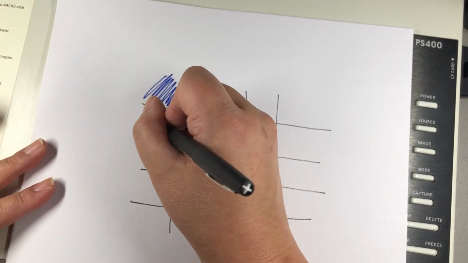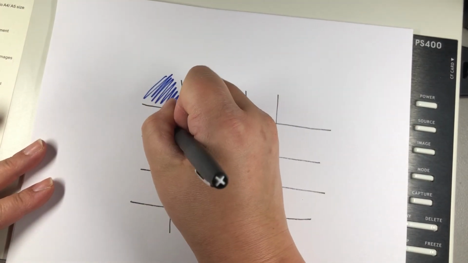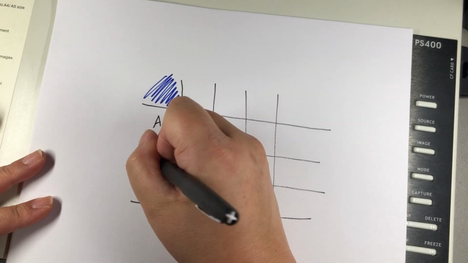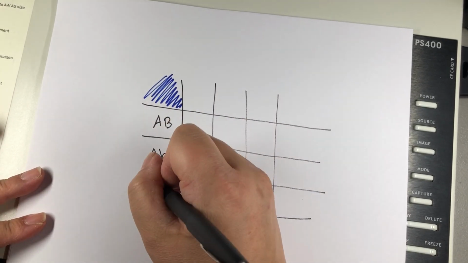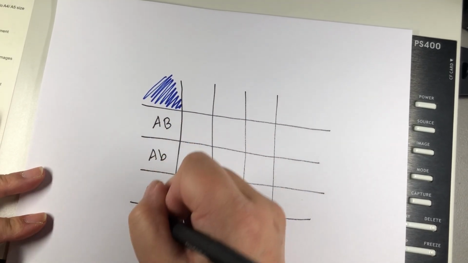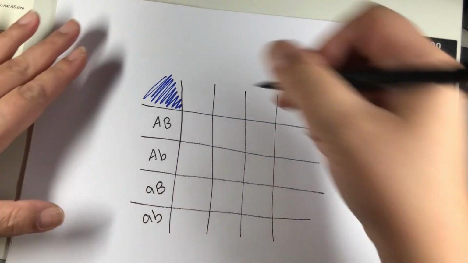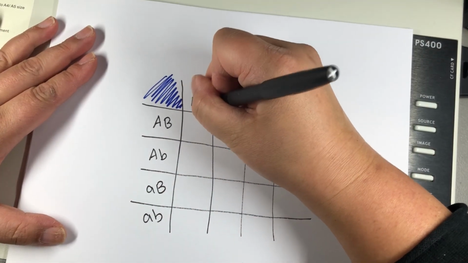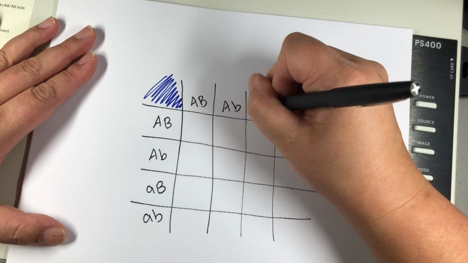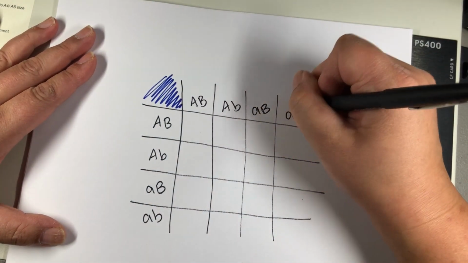So whatever. We have big A, big B. We have big A, little b. We have little a, big B. And then we have little a, little b. And then you're going to do the same thing on this side.